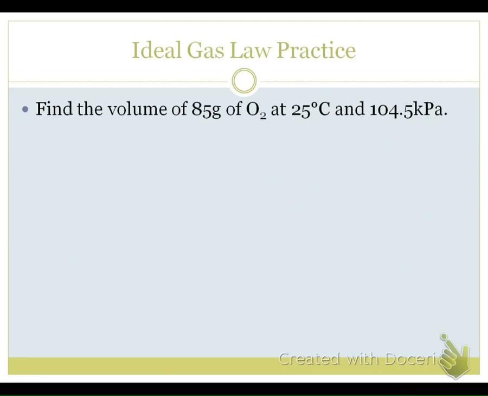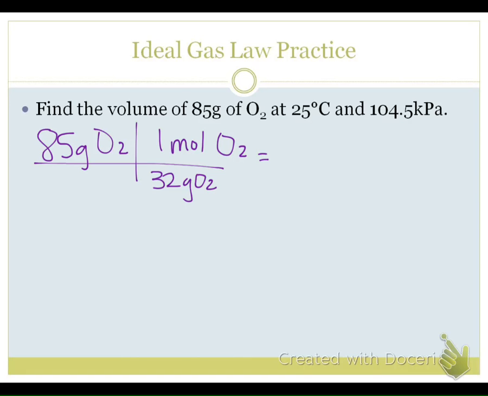Okay, let's try another one. Find the volume of 85 grams of oxygen at 25 degrees Celsius and 104.5 kilopascals. What do we do with our grams of oxygen? Yeah, we just convert to moles. That's it. So how many moles of oxygen is that? 2.65. All right, so that's going to be equal to our N. Our temperature is 25 plus 273, which is 298.